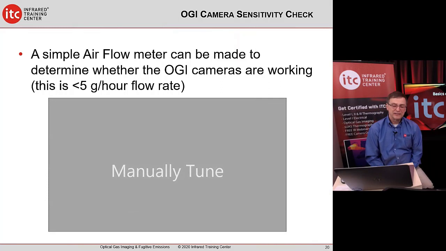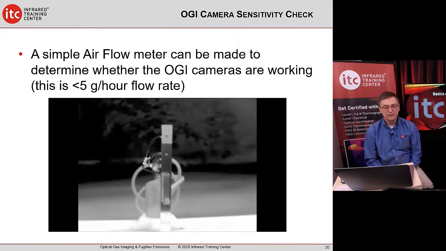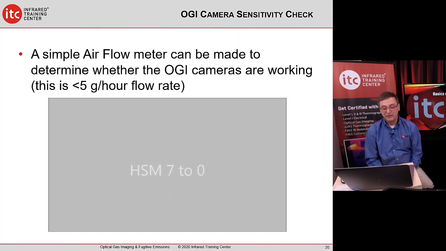In auto mode, that doesn't always give us the best image, so we have the ability with our cameras to thermally tune. We adjust the temperature, span, and level, and there's our little leak. And that was less than 5 grams an hour, which is not a very large leak.